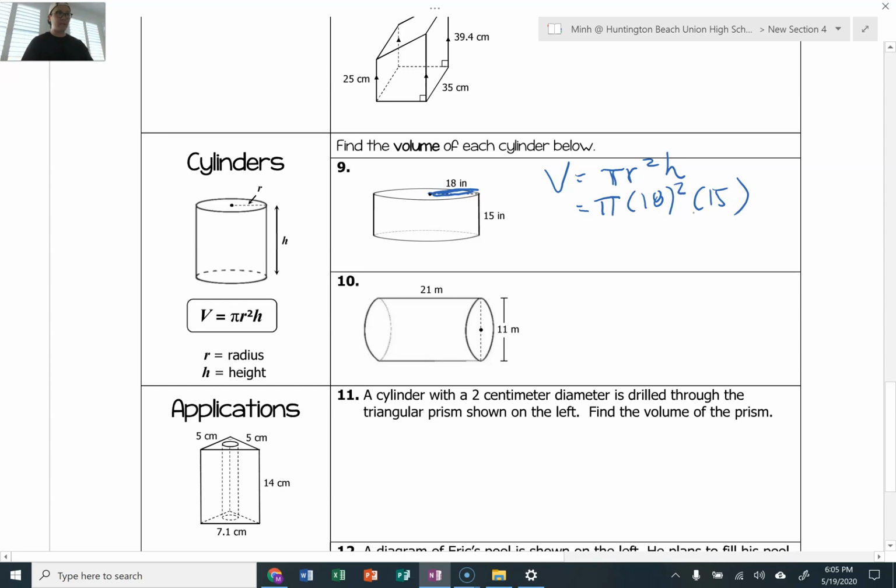And then if you put that into your calculator, you can use 3.14 or pi. I'm going to give you guys options that you can pick either answer. If you're close, you'll get the full credit. If you do this correctly, the answer to this is going to be 15,268.14 cubic inches.